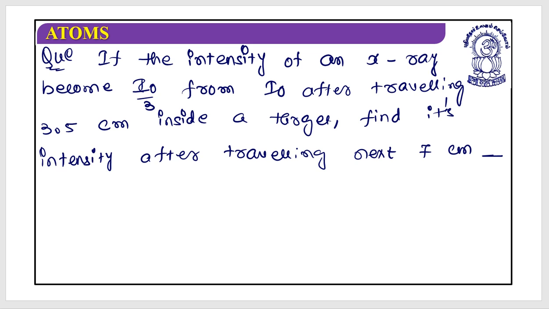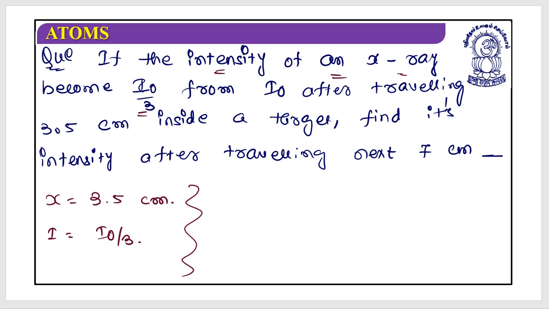How will I do this? What is to be done? They said that if the intensity of an X-ray becomes I naught by 3 from I naught after traveling x equals 3.5 centimeter, its new intensity will be I naught by 3. And you want to find its intensity I dash after traveling the next 7 centimeters.